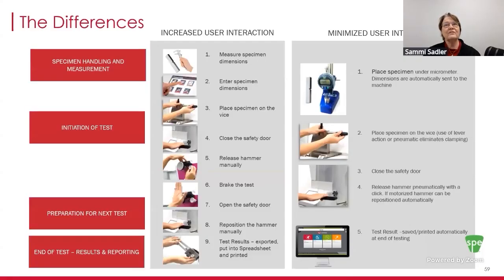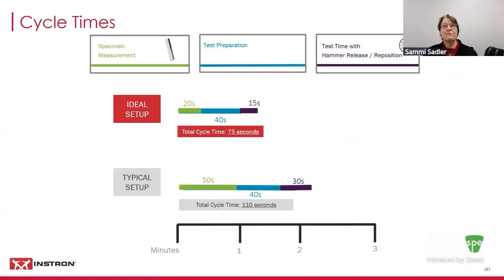If we look at these differences, everybody's got to handle the specimen, and you have to measure it, manually with micrometers versus a digital micrometer that might port those measurements directly into the system. The test starts the same, placing the specimen in the vise, closing safety doors, releasing. If you have a motorized or pneumatic system, the operator's not doing it; you're hitting a start button. And then at the end of the test, I've got to do something with my results. I have to copy them off and put them in an Excel spreadsheet, versus using software where it's automatically printed out. So when we look at it, as we measured it, if we do the ideal setup, we can be 32% faster. So we look at the time, that's going to increase your throughput.